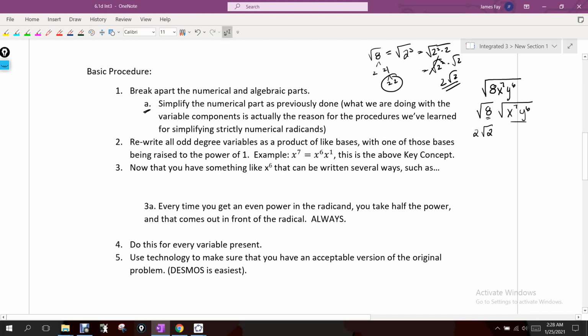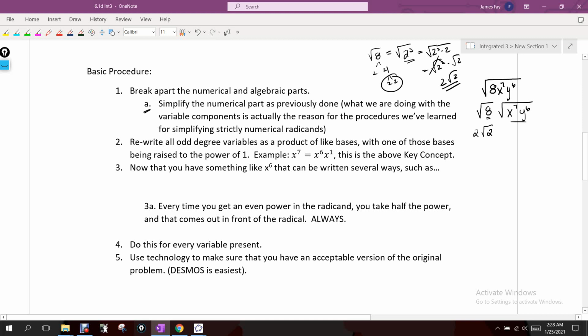If you can do that, that's great, because that's going to help you a lot with these variables. If you can't do that yet, the hope is that working with these variables will get you there. We'll get you to be able to do what I just did here. We got 2 radical 2. That was just the 8.